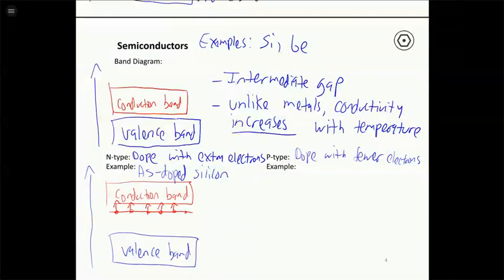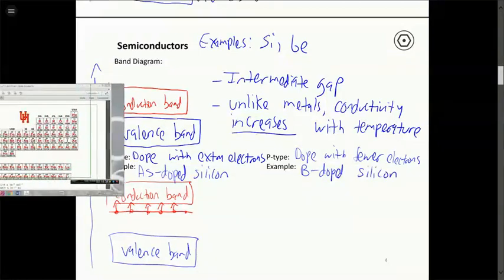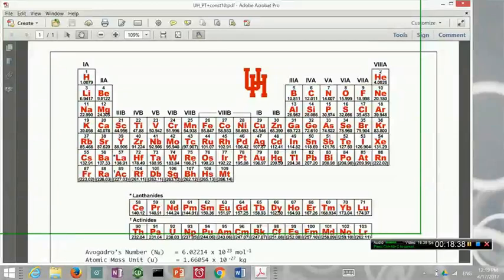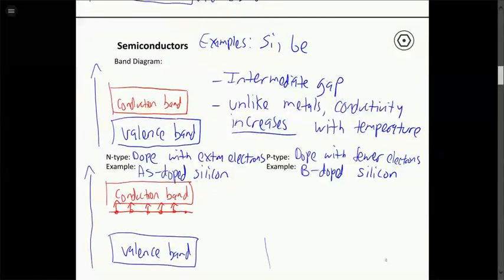And for P-type, we do the same thing, but we use an element that has fewer electrons. So if we take silicon and dope it with boron, for example, that would be boron-doped silicon. So here silicon has 4 valence electrons, boron has 3. So if we're putting in a few atoms into the structure that have less electrons, what's going to happen is that when we look at the band diagram for this, our valence band is no longer going to be completely filled.